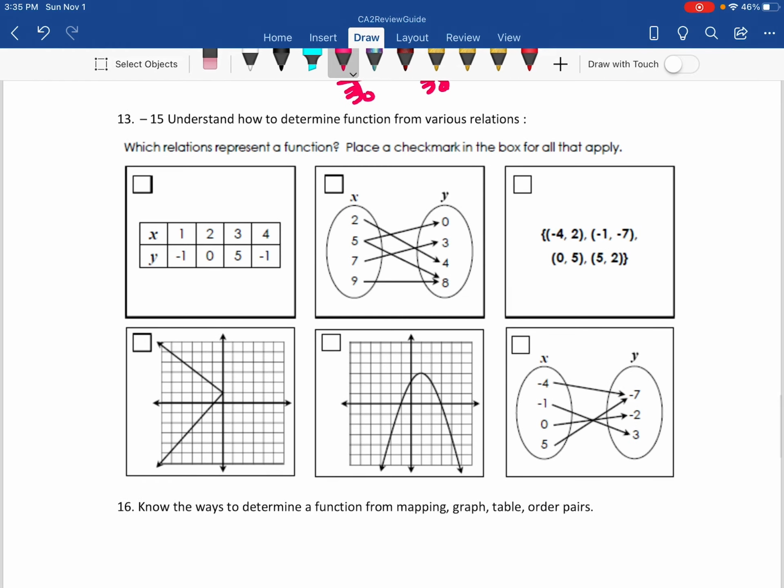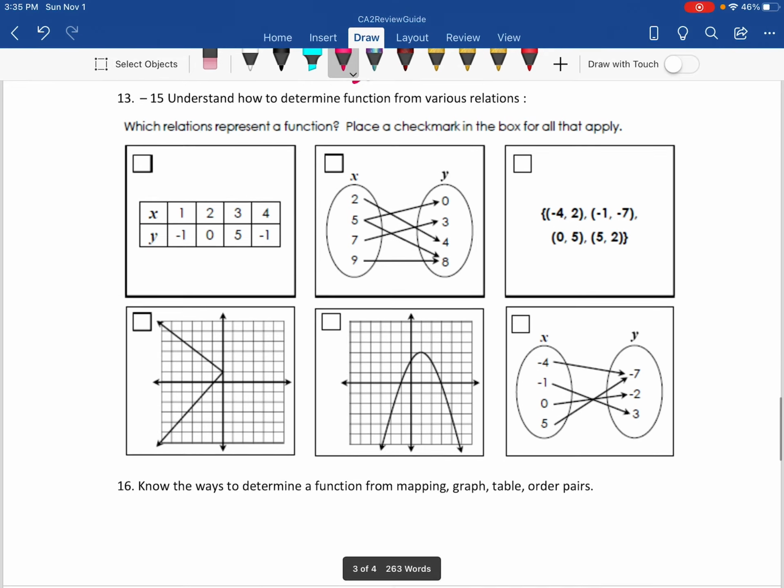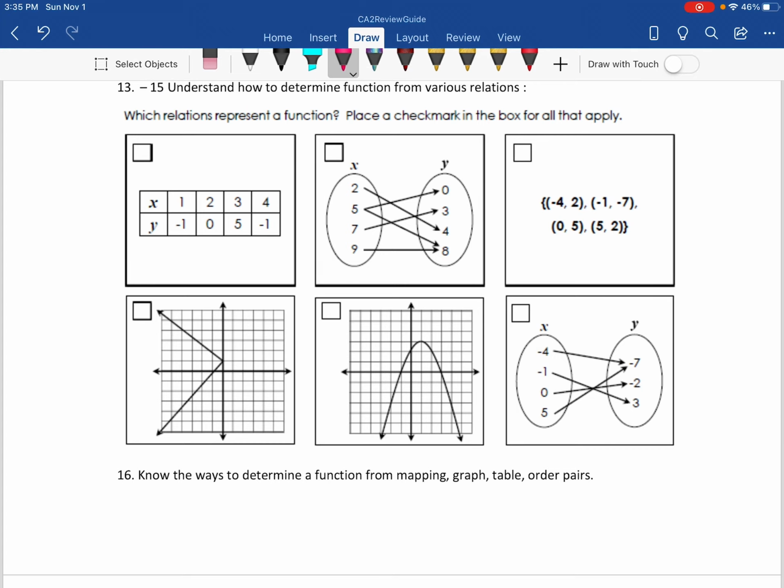So understand how to determine functions from various relations. All right, that's 13 through 15. In this table list given, I've got a bunch of different options, and we want to know whether or not it relates to a function or not. All we need to do is see if x repeats.